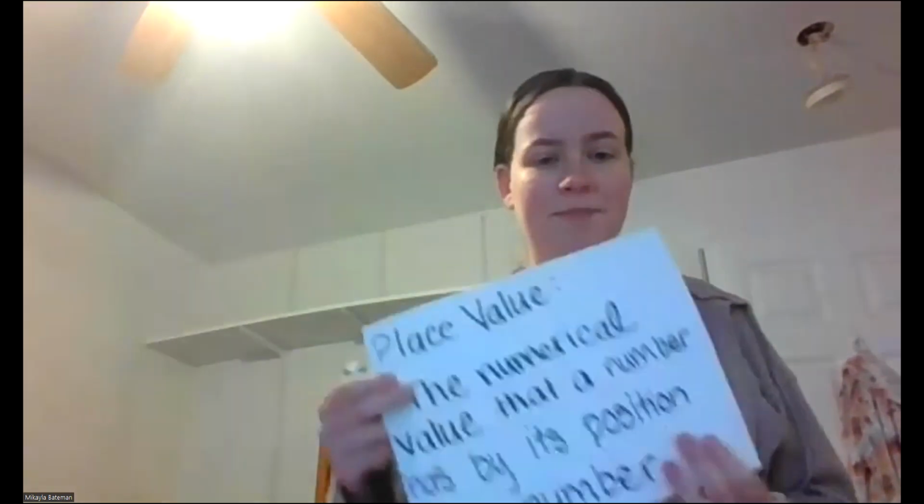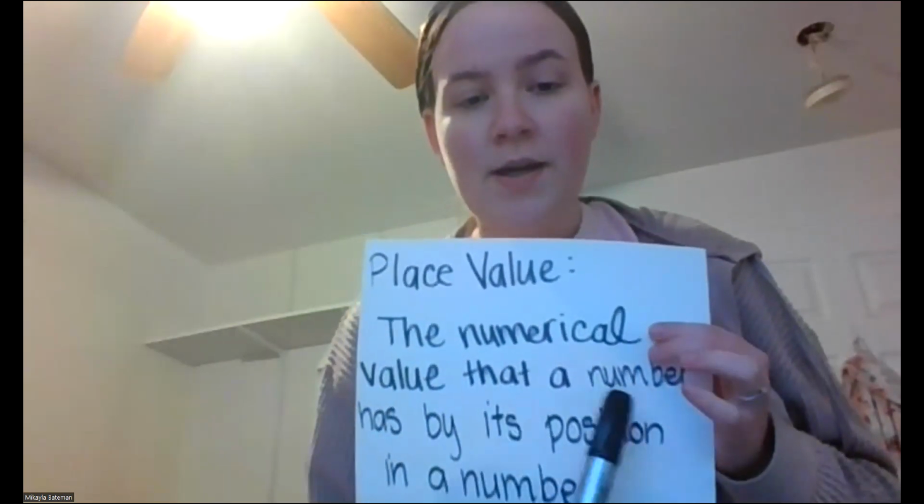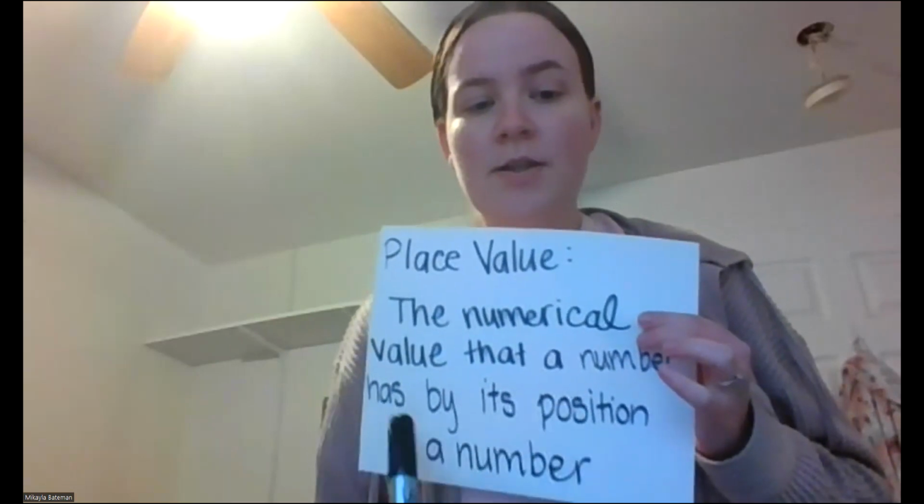So first, you want to talk about what exactly is place value. Place value, when you look it up in the dictionary, says, the numerical value that a number has by its position in a number. So basically that means it's the value that it has in the number. So if you have the number 310, the 3 would be 300, the 1 would be a 10, and then the 0 at the end would be 0 ones.